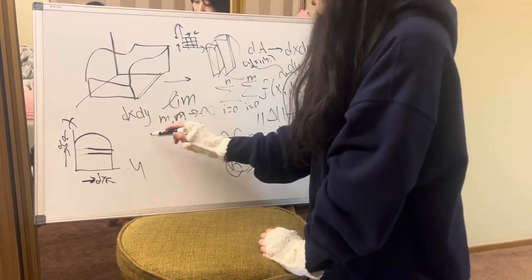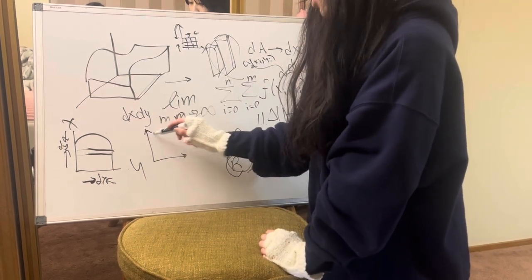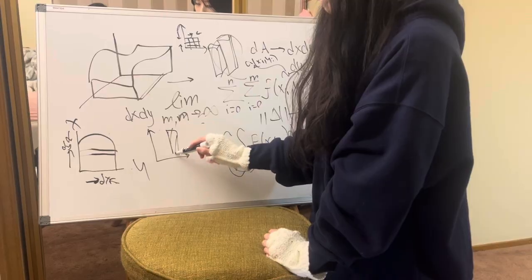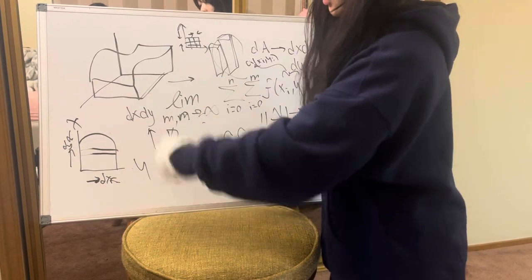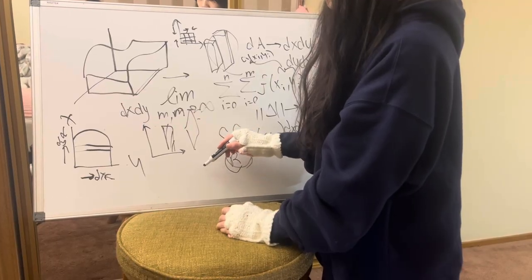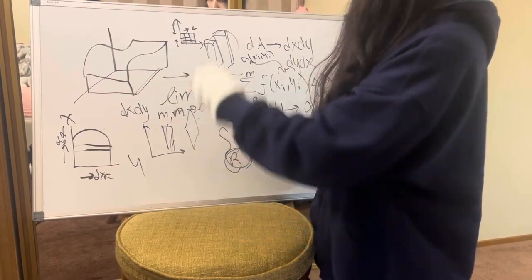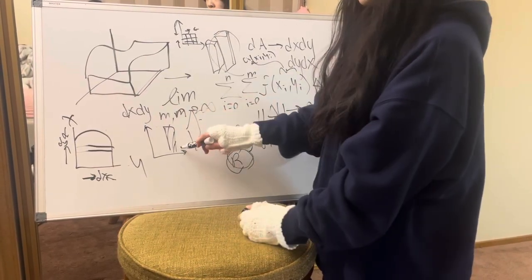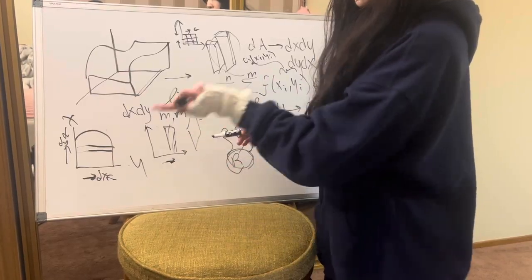And then for vertically simple, it's the opposite. You take each slice like this, so it's like a sheet, and then you approximate along the y, and then you go like this.